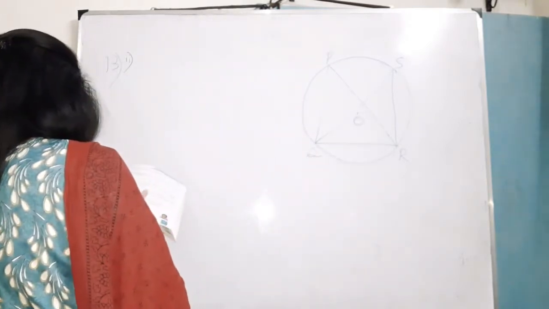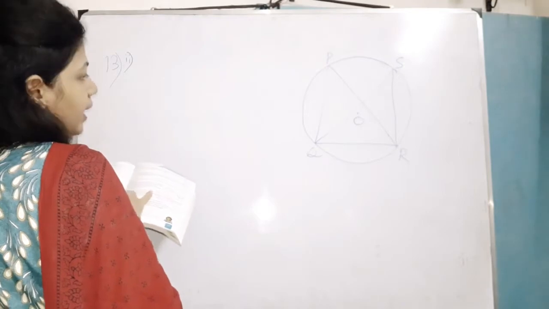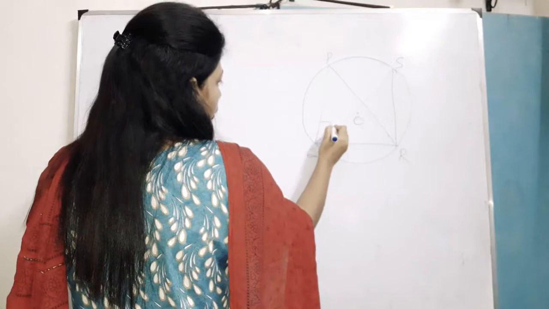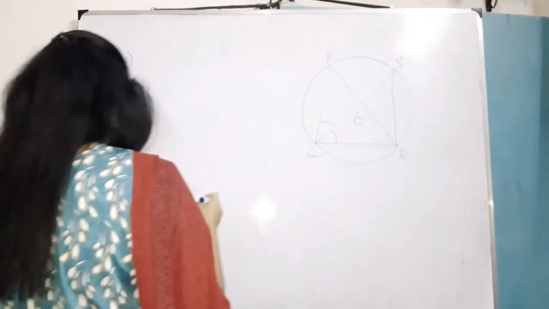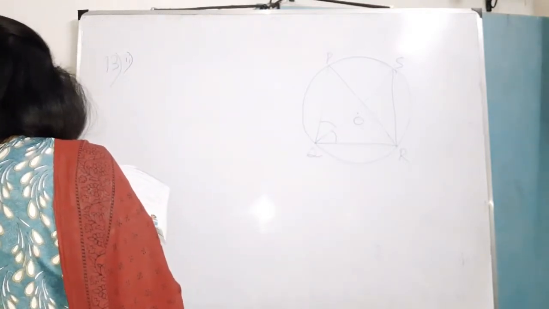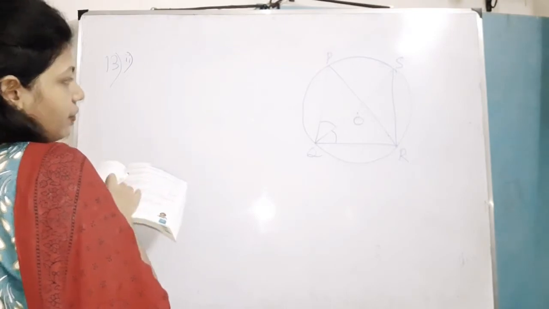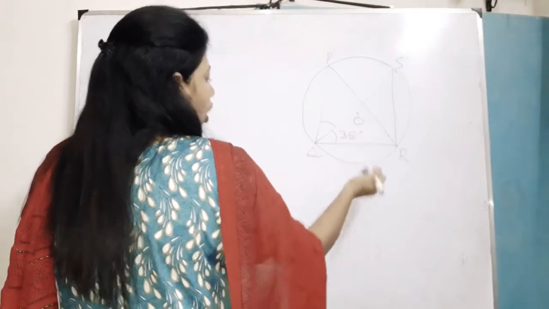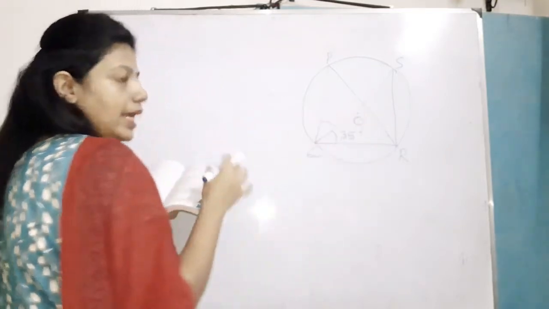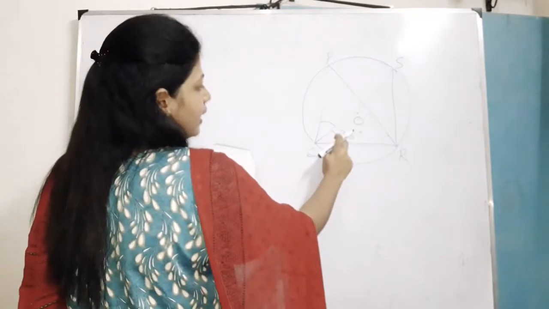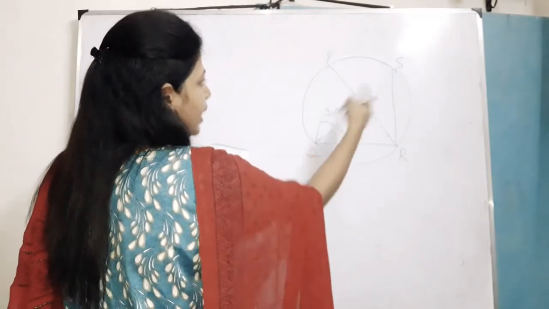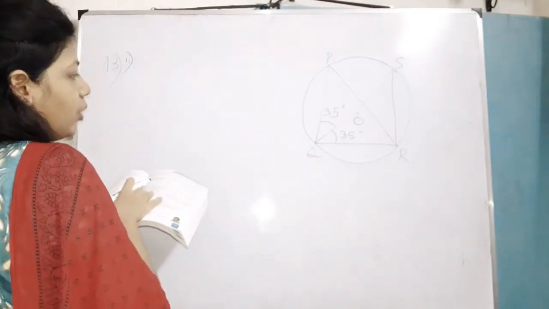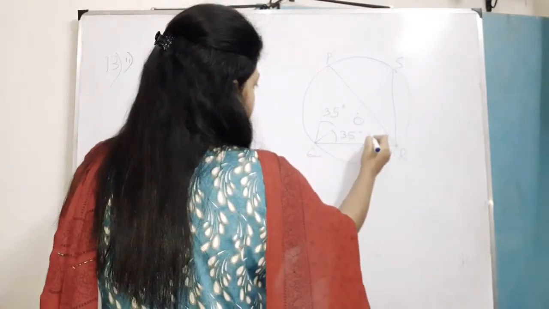What is given? QS is the bisector of the angle PQR. QS is the bisector. That means both of them are equal. Next, angle SQR equals 35 degrees. Already I said QS is the bisector. That means if this one is 35 degrees, angle PQS will also be 35 degrees. Angle PRQ equals 32 degrees.